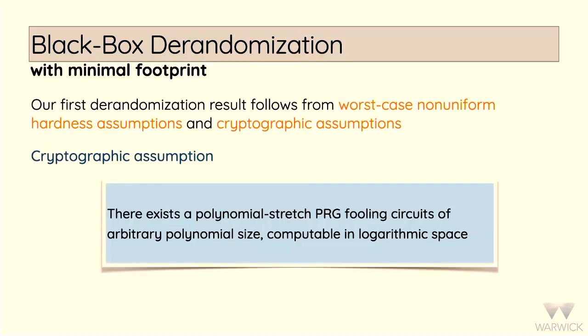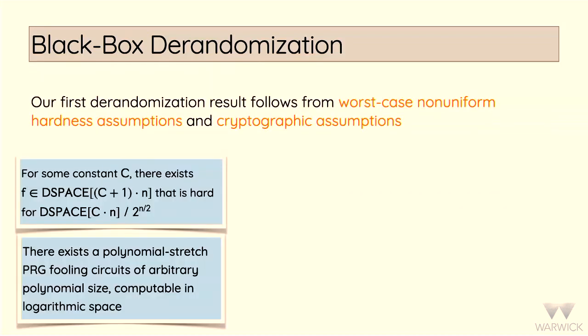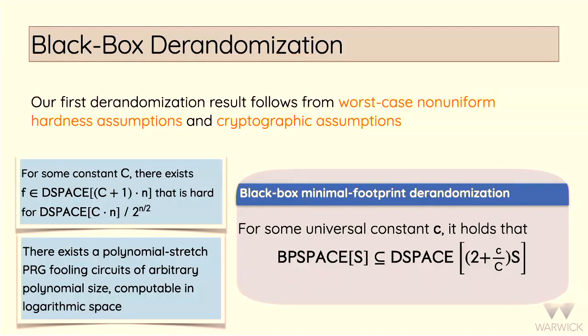And the crypto assumption: I just want poly-stretch PRGs, which are very standard, but we also want them to be computable in log space. And we do give candidates for such PRGs. I won't get into it, but it seems fairly standard. So if we have these two assumptions, we get 2 plus little c, where little c is a universal constant over the big C that comes from the assumption. So this hopefully is very small, so we get the 2 constant that I showed you.